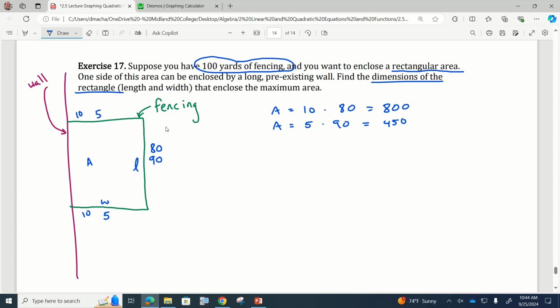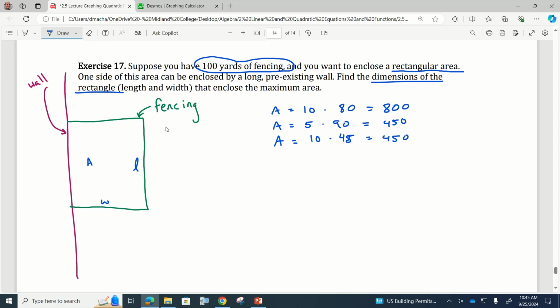Does that make sense? So it seems like it's getting better if I make these sides longer, right? What if I use only 10 yards here and I split the remainder 45, 45? Well, then my area I can enclose is only 450. So there's some kind of balance, right, between spending some fence on the length side and spending my fence on the width side. What's the right balance between length and width here to make it?